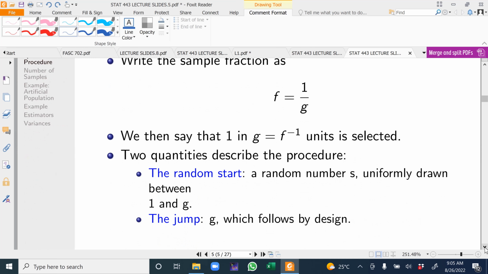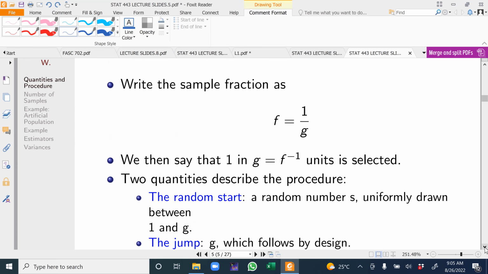This is the jump. So you have your jump here. This is the jump. And then identify a random start. You randomly identify a start, and then from there you pick each gth element. After each gth element, you pick a unit into your sample.